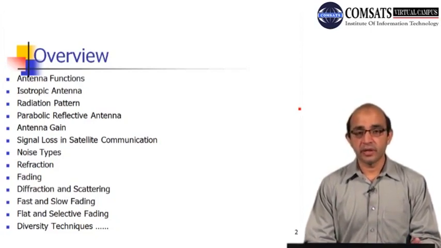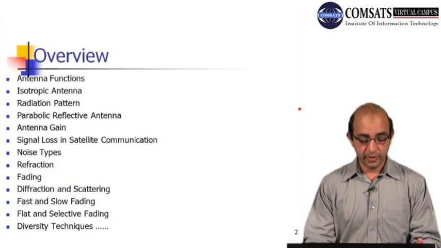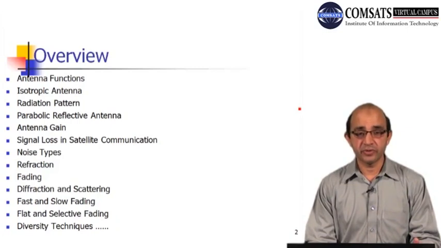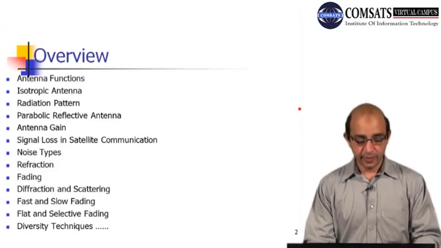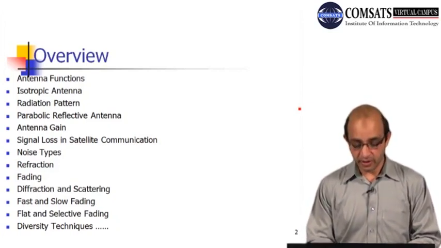When we talk about data communication, we come across noise, because noise is omnipresent. So we will be talking about different types of noise. Then refraction, that is the mechanism relevant to wave propagation, then fading, and then diffraction and scattering of waves. After that we will be talking about fast and slow fading, because there are different types of fading, then flat and selective fading, and after that diversity techniques.